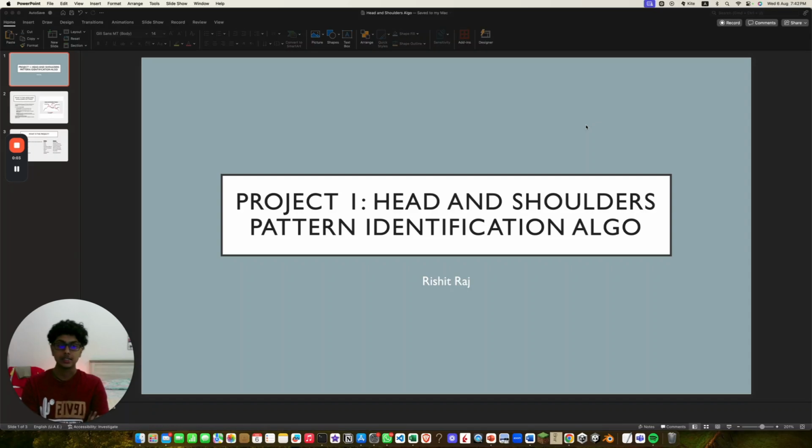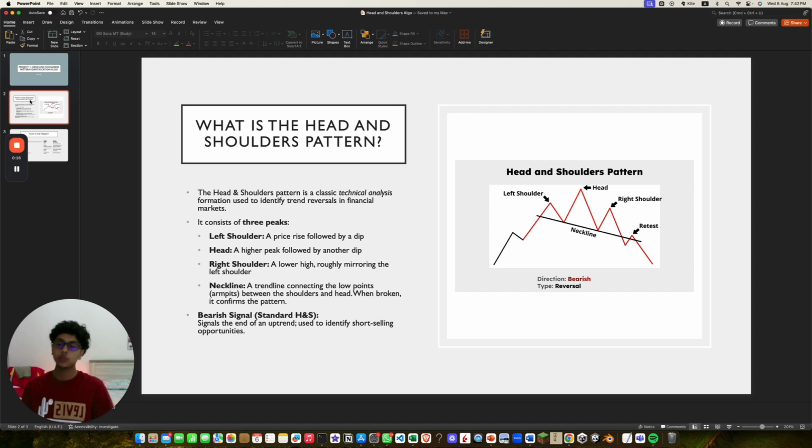Today is the 6th of August 2025, and I'll be going over my first algo computer science massive project, which is a head and shoulders pattern identification algorithm. So before we get into this video, what is the head and shoulders pattern? I have the pattern on the right here so you can see basically what it looks like.